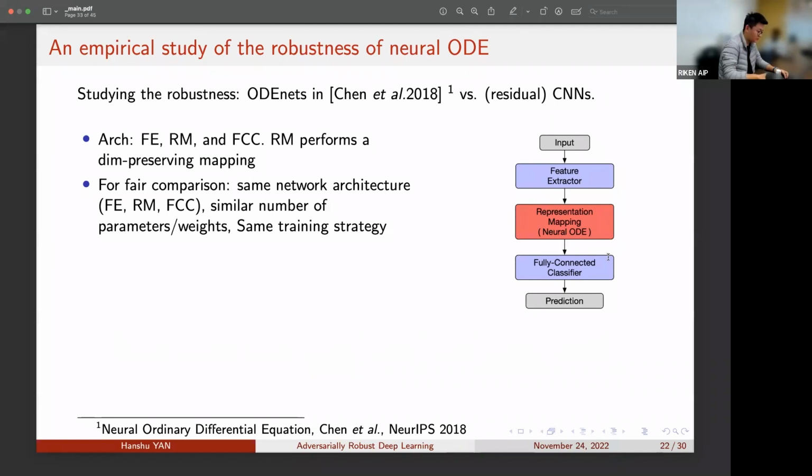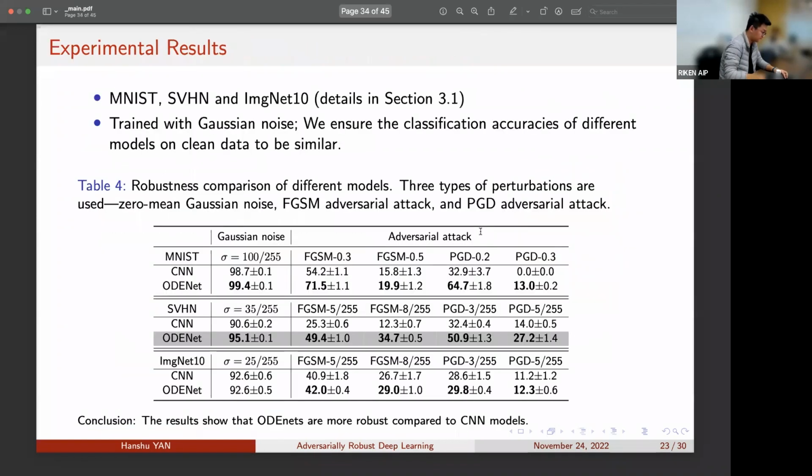So then the output of NeuralODE will be sent to the fully connected classifier to make the prediction. We construct the ODE-Nets and the CNNs based on this framework. For a fair comparison, we make sure that ODE-Nets and CNNs have a similar number of parameters and use the same training strategy. The difference is that in the ODE-Nets, the representation module is constructed by the NeuralODE layer, but the CNN is constructed by the residual layer.